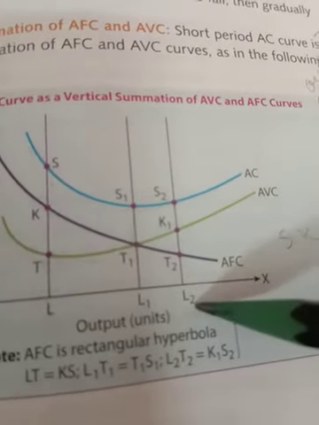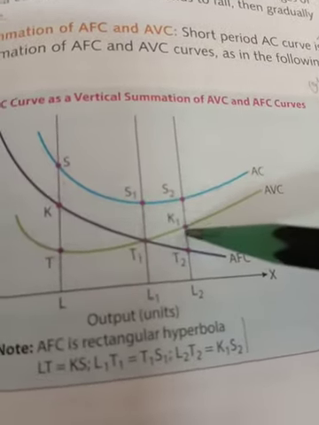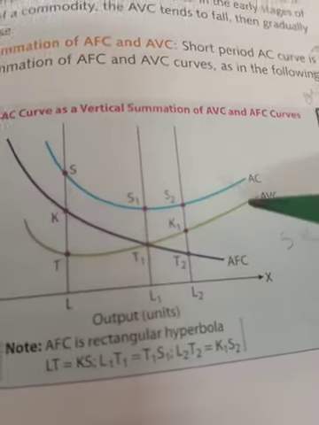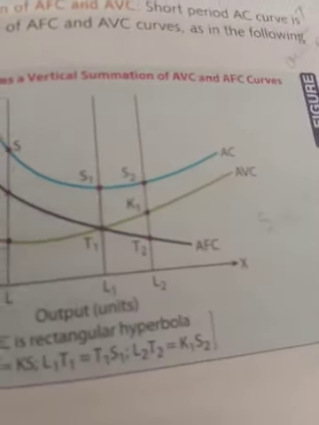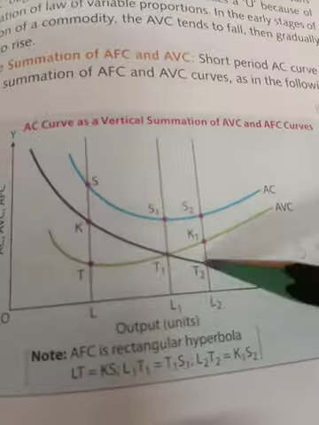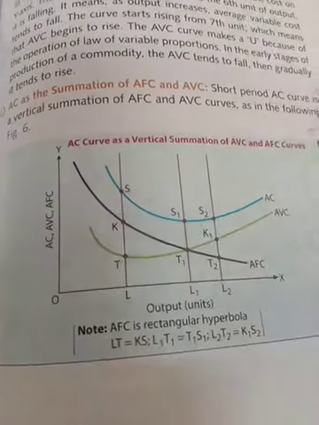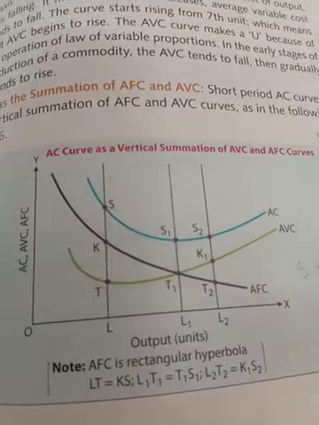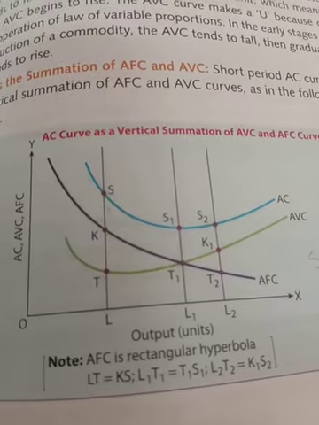Now at L2 unit of output, S2 K1, that is the difference between average cost and average variable cost, that is average fixed cost, should be equal to T2 L2. So in this way you can make the diagram, and you can write down their curves.